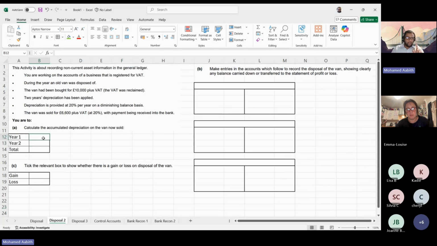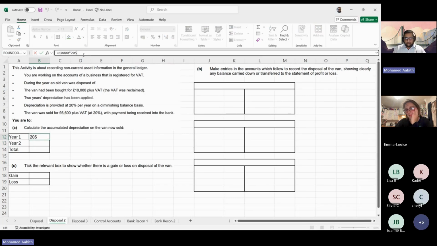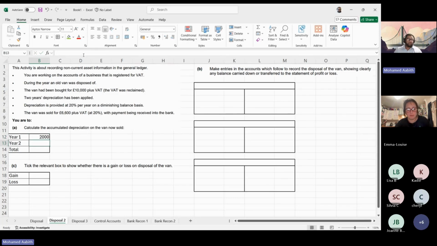If you need to do that one, you need to find out what the carrying amount was. So we need to know the accumulated depreciation. On the first year, the depreciation is going to be what? It's the 20% of that. So it's going to be equal to £10,000 times 20%, which will give you £2,000. So what you now have to do for the second year, what will be the depreciation?